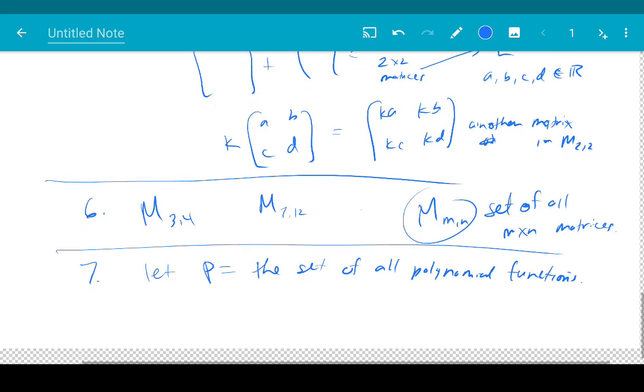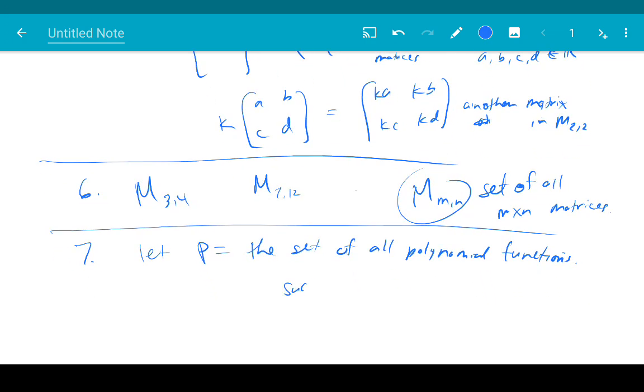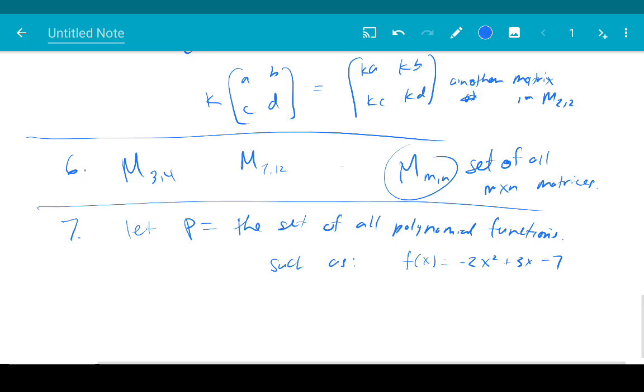Okay, so as an example of things that would be in P, such as a function, let's call this function f of x equals negative 2x squared plus 3x minus 7. I just made that up. That's just an example of a function that's in P. Maybe think of another polynomial.